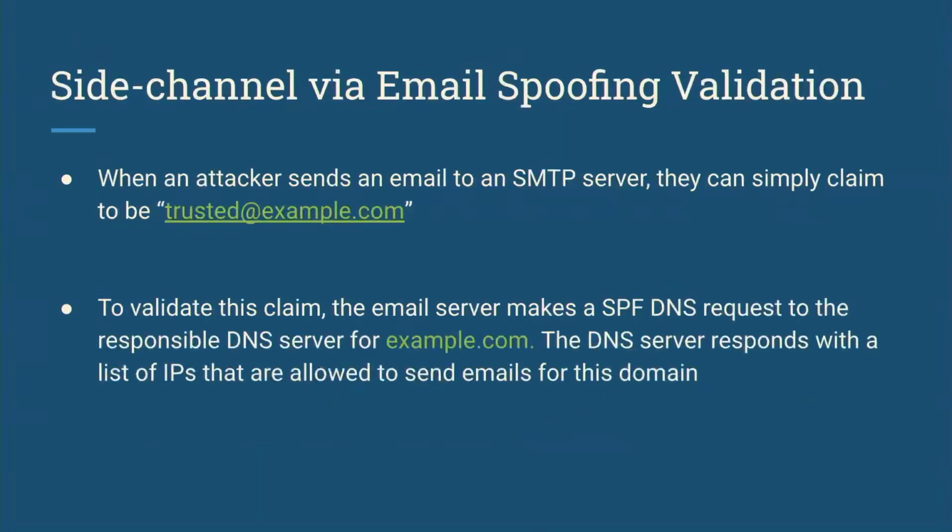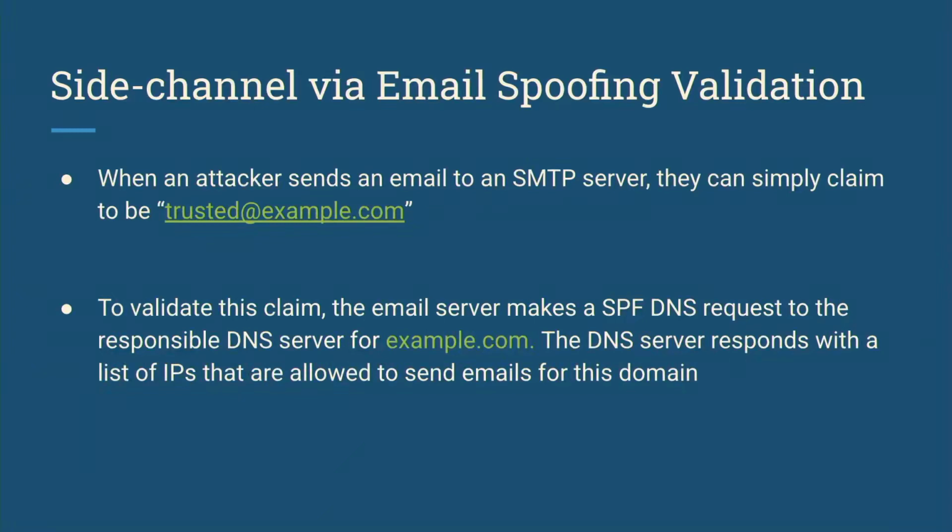So we need another side channel, and maybe we can exploit the fact that virus scanning comes before spam checking. One part of spam checking is doing email spoofing validation. Whenever an attacker, or anyone for that matter, sends an email to an SMTP server, they can simply say, hey, I can be trusted, example.com. But in order to validate this claim, the email server makes an SPF DNS request to the responsible DNS server.